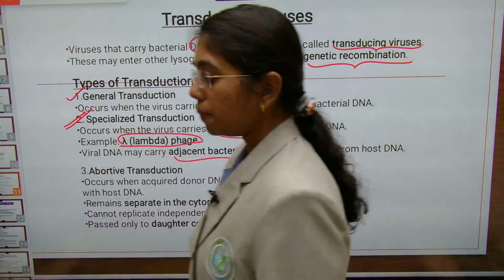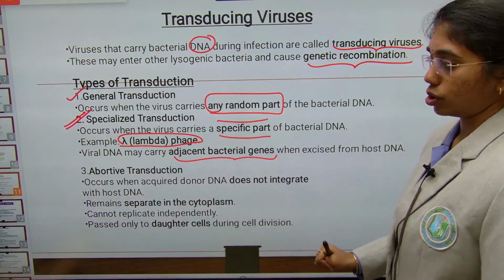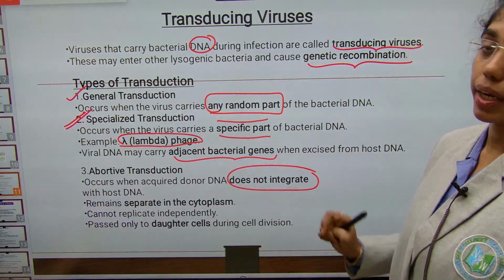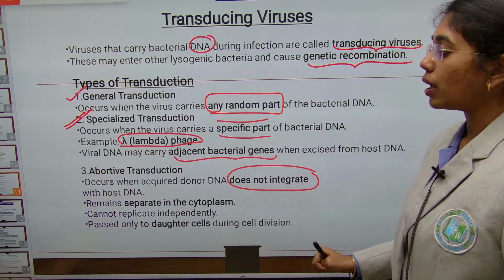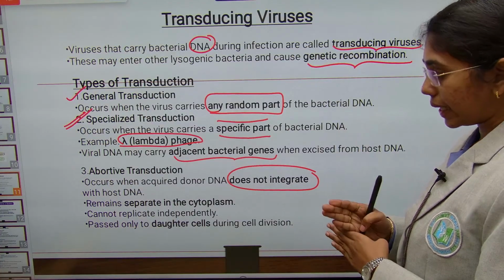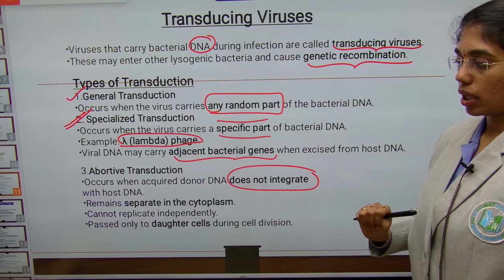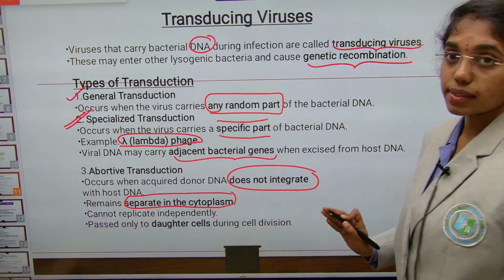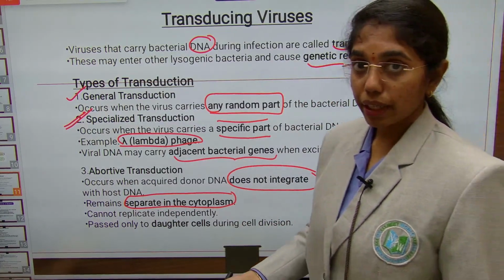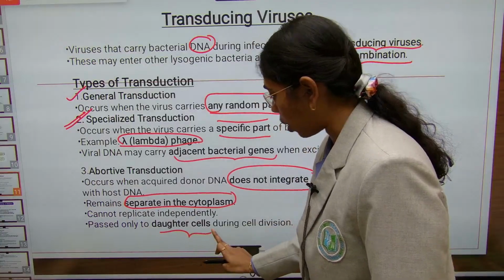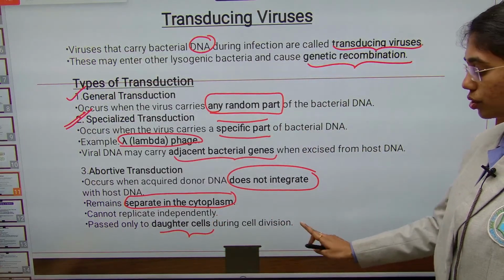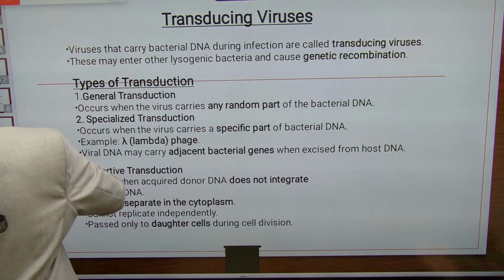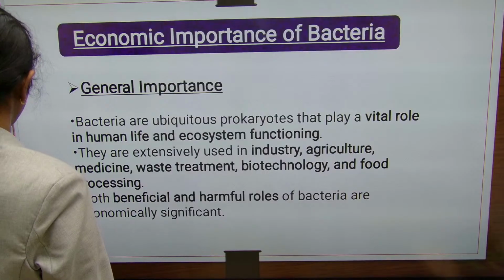And then abortive transduction occurs when the acquired DNA does not integrate with the host DNA. Remember, in abortive transduction the acquired DNA is not integrating with the host DNA. This remains separate in the cytoplasm. It cannot replicate independently and is passed only to the daughter cells during cell division. Clear till here? And then we'll move on to the economic importance of bacteria.